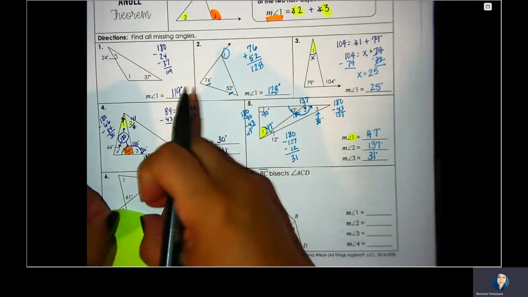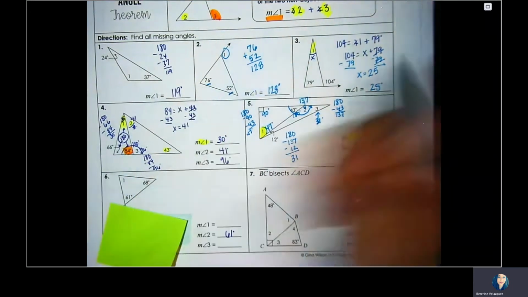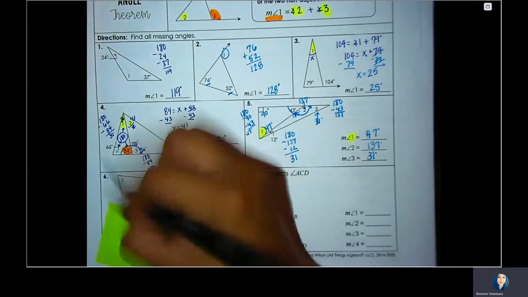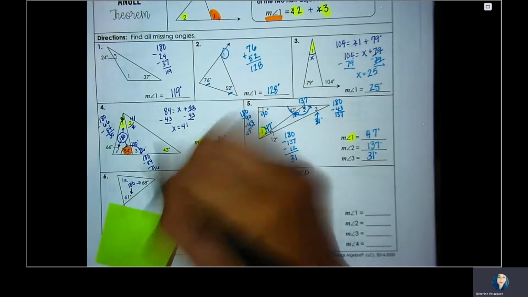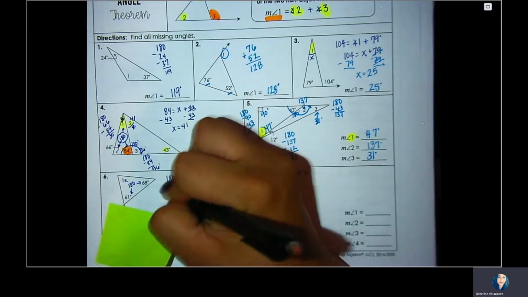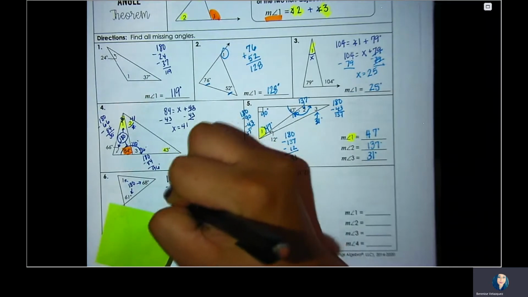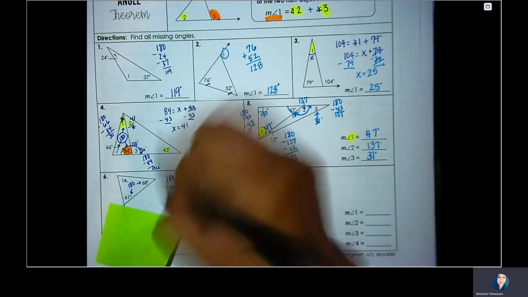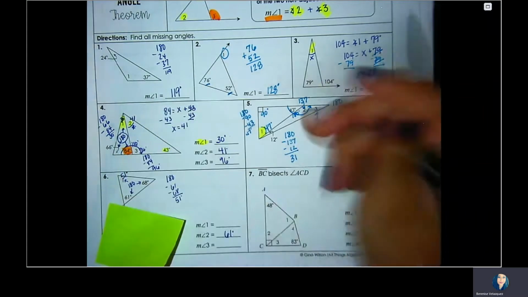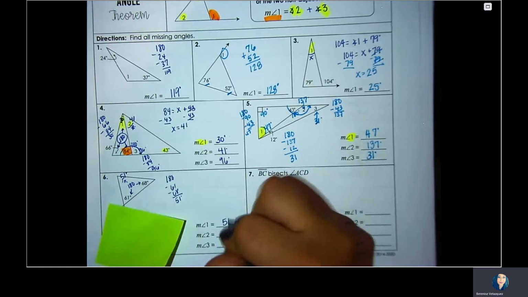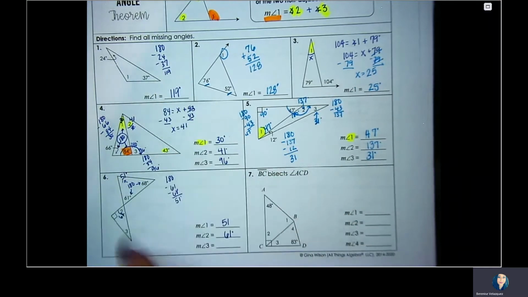So I'm going to cover up this bottom triangle so we don't get confused. And just like we've been doing on all of the first ones, since these are supposed to equal 180, your step is 180 minus 61 minus 68. Subtract those out, you get 51. Okay, so that is angle 1. We already talked about angle 2 just being 61.